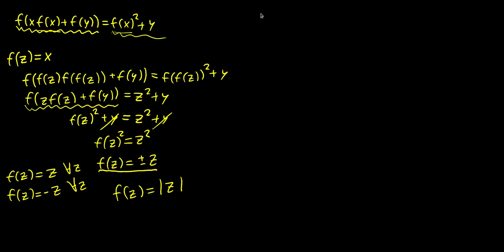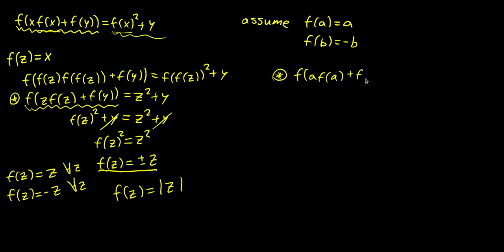So what we'll do is we'll strive for a contradiction. So let's assume, for the sake of contradiction, that f of a equals a for some a, and f of b equals negative b for some b. So it changes at some point. And then let's plug this into our equation. For example, this equation here. So if we plug a and b into here, we get, for example, f of a plus f of b equals a squared plus b. Now, replace f of a with a, so we get f of a squared minus b equals a squared plus b.